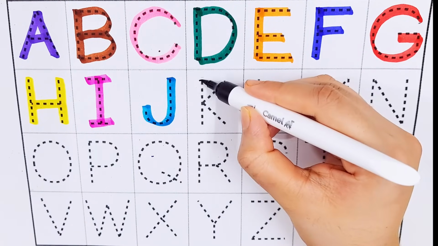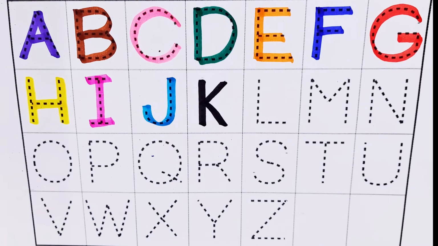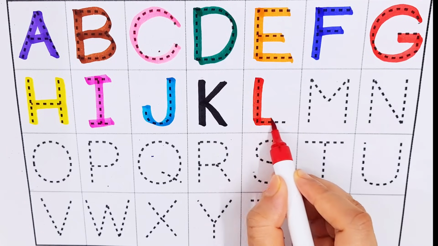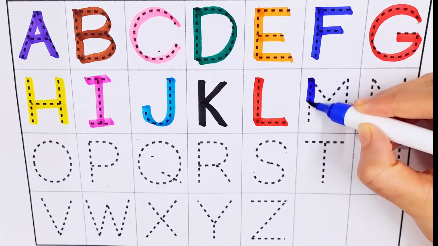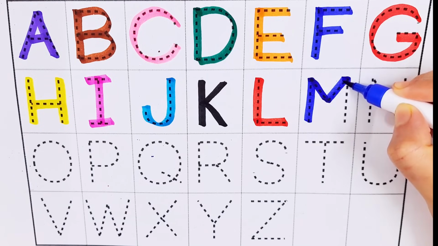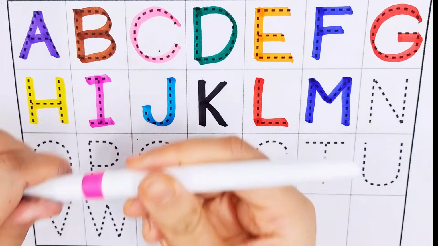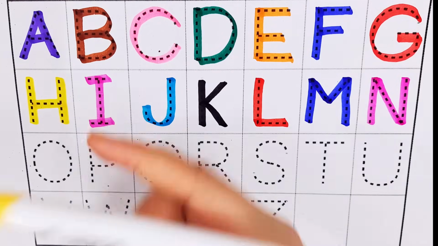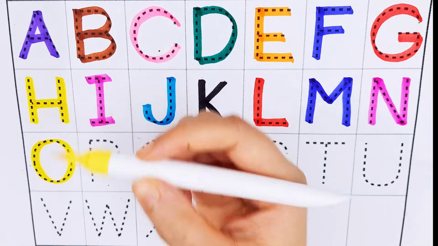Black color. K for kite. Red color. L for lemon. Dark blue color. M for mango. Purple color. N for nuts. Yellow color. O for orange.